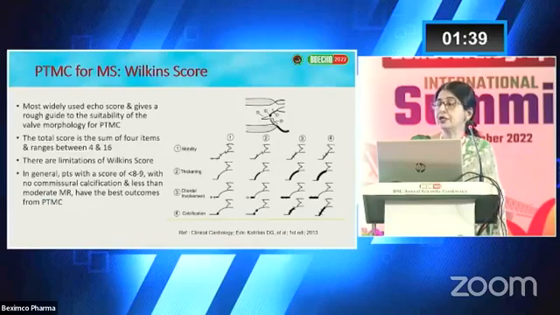And usually a score less than 8 indicates a good outcome of PTMC, but there is some limitation of the Wilkins score, that it does not consider commissural calcification and the uneven distribution of the valve morphology. Thus, in general, patients with a score of less than 8 to 9, with no commissural calcification and less than moderate MR, have the best outcomes from PTMC.